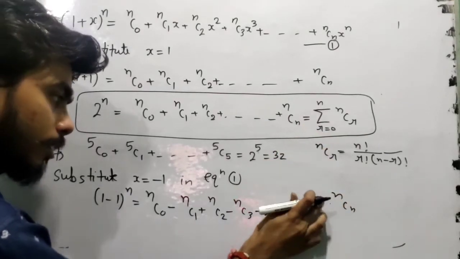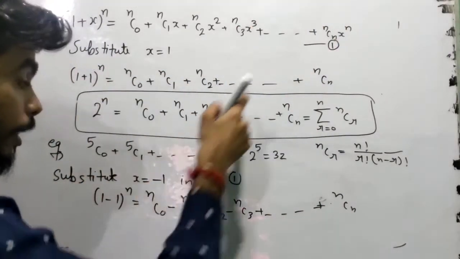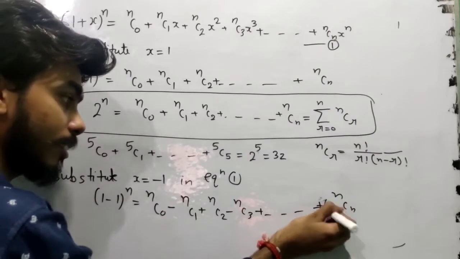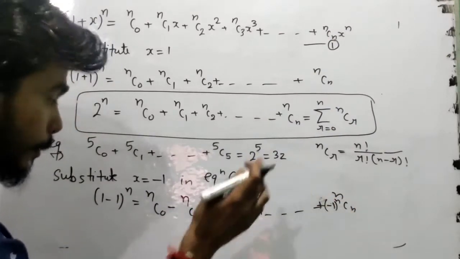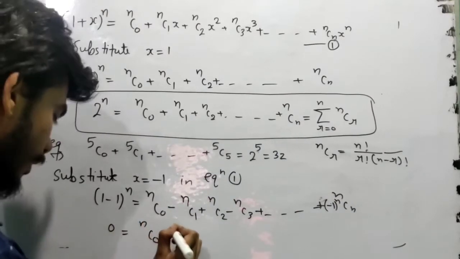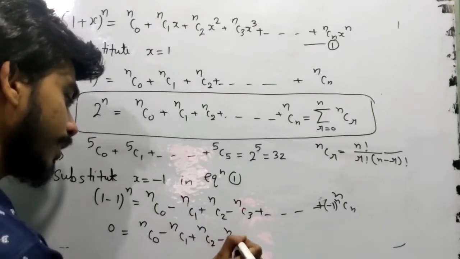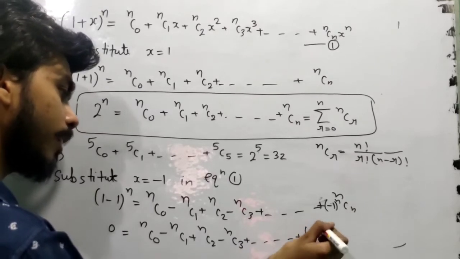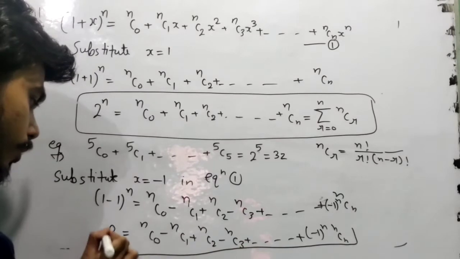The last term has (minus 1) to the power n, because it depends upon the power n. When we put x equals minus 1, it becomes (minus 1)^n, so the sign depends on n. So from this we get nC0 minus nC1 plus nC2 minus nC3 plus ... plus (minus 1)^n nCn, and this equals 0.